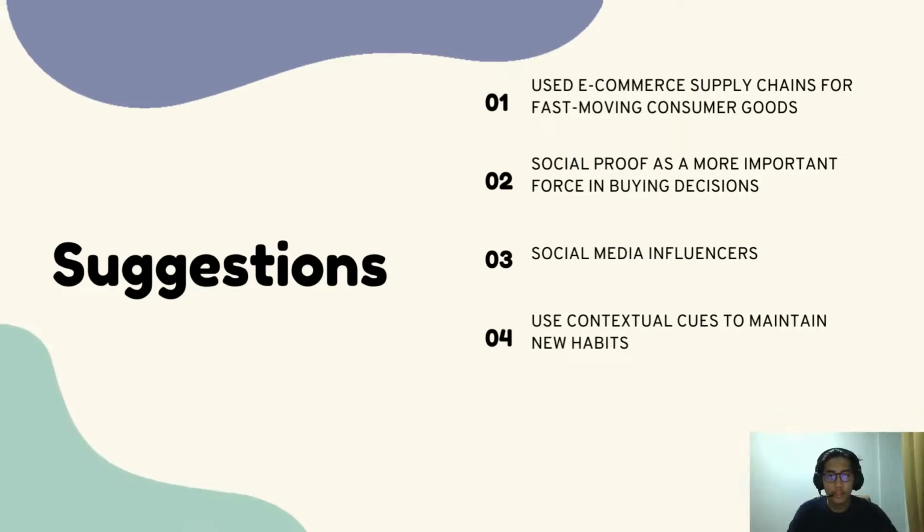Now we move to suggestions. There are 4 suggestions. First, use e-commerce supply chains for fast-moving consumer goods. Second, social proof as a more important force in buying decisions. Third, social media influencers. Fourth, use contextual cues to maintain new habits.